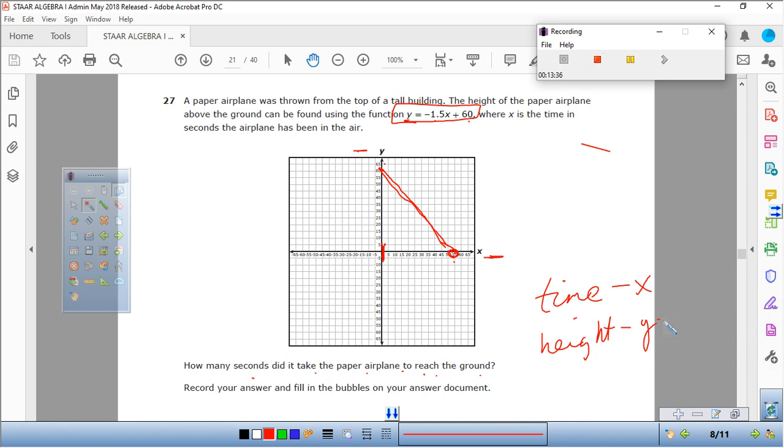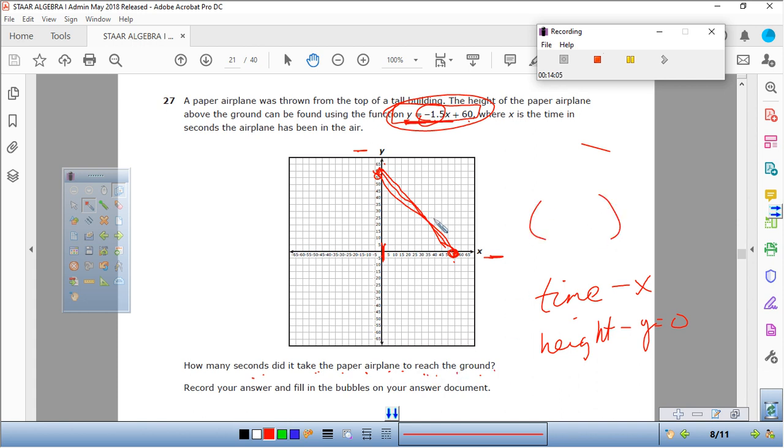so that the height is equal to 0. Does that make sense? Because that's when it hits the ground. When it flies and hits the ground is height 0. And they want to know the time. So basically, they're asking you, Valeria, when you throw this thing, the airplane, it models this thing. It takes off from 60, has a negative slope, flies down, hits the ground. How many seconds does it take for the airplane to reach the ground?